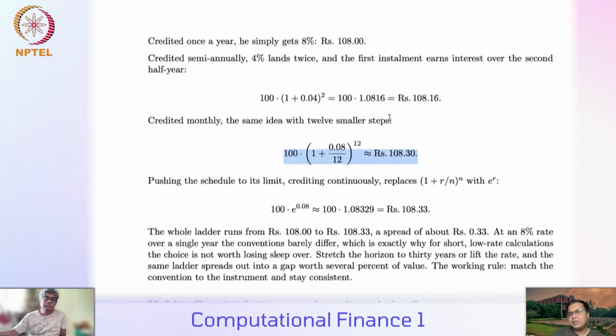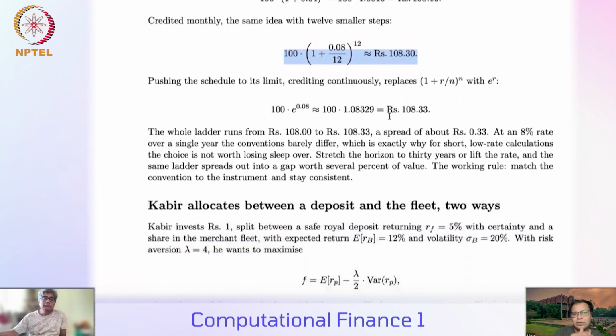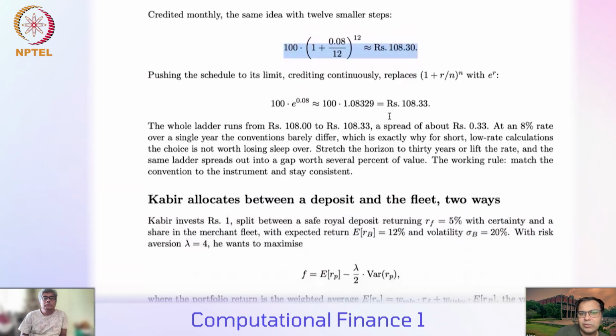As we discussed in the lecture, if you take this process to the limit, you get 100 times e to the power 0.08, right? This is an example we had seen before, but we wanted to make sure you understand how this comes from the limiting idea. Again, this is a spread of about 0.33. And as we discussed before, if you change the horizon, that will lead to an increase in this spread.